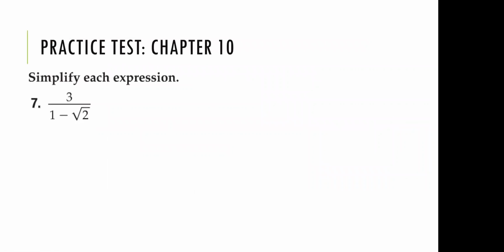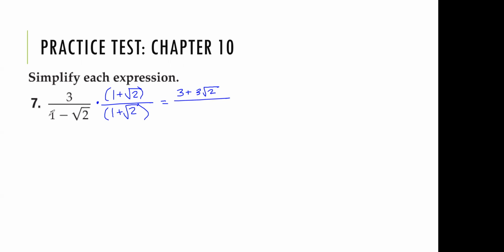All right, so here we've got 3 over 1 minus the square root of 2. I can't have this square root of 2 in my denominator. So I'm going to multiply by 1 plus the square root of 2, my numerator and my denominator. And then when I do that, I distribute that. 3 times 1 is 3, and then plus 3 times the square root of 2.